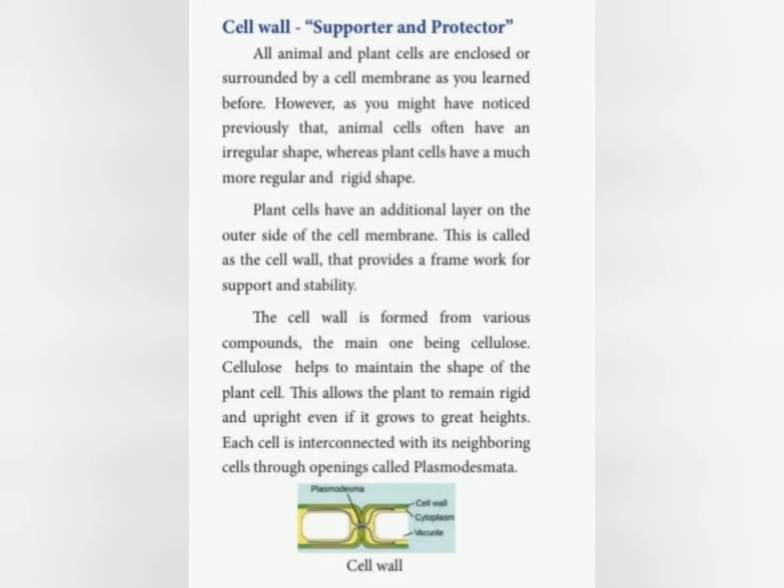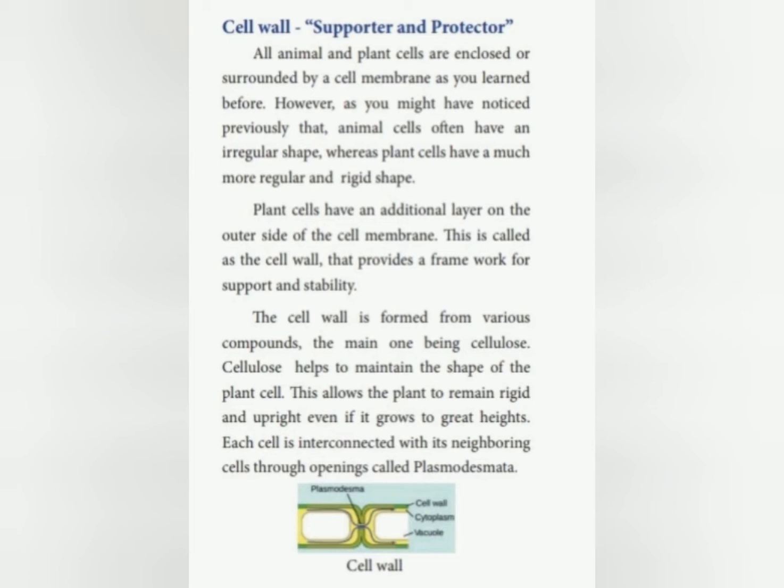Next is the cell wall. The cell wall is also known as the supporter and protector. All animal cells and plant cells are enclosed or surrounded by a cell membrane.